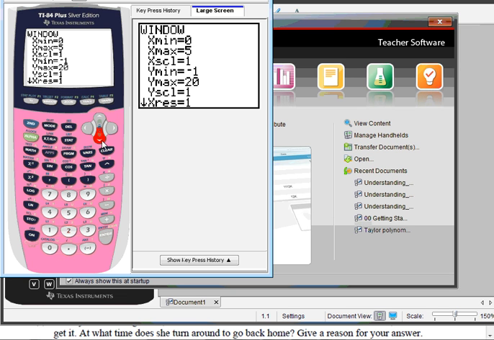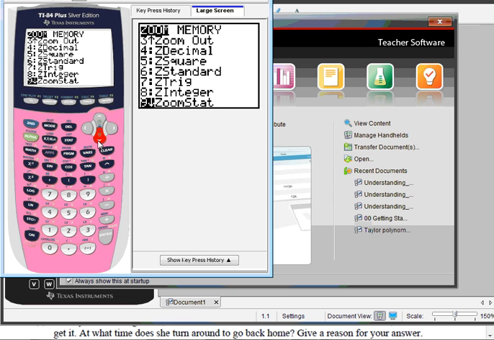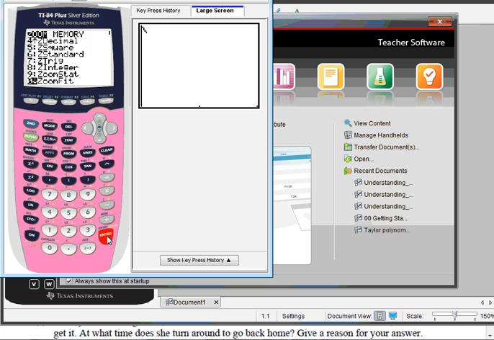Now, Mrs. Hirschman does a zoom fit, and I don't like to do a zoom fit. Well, let's do a zoom fit, and I'll show you why. It works if you're given the domain, but it doesn't work every time. I wish it did, but it doesn't. Zoom stat if you're in stats, by the way. Zoom fit. It's thinking.